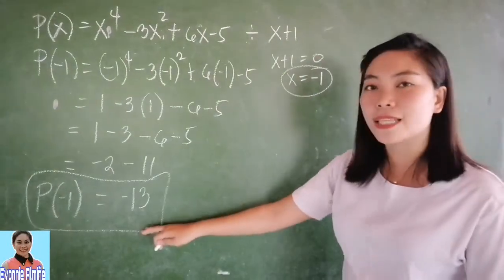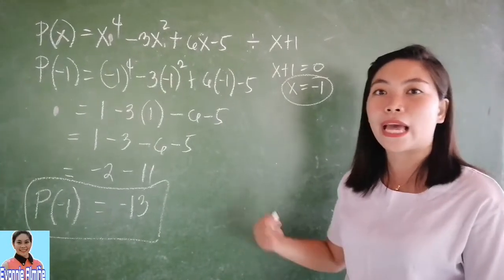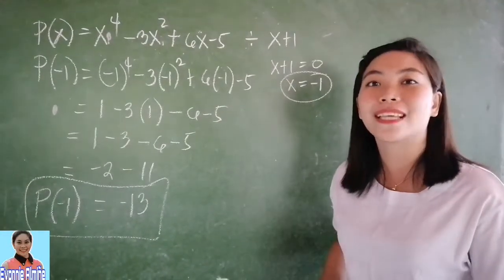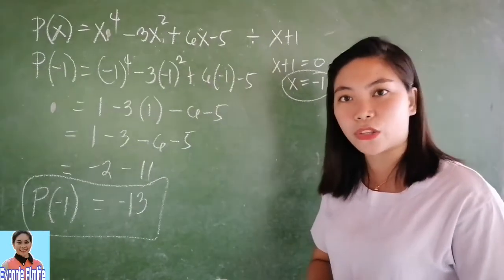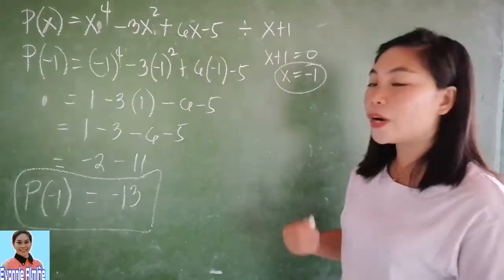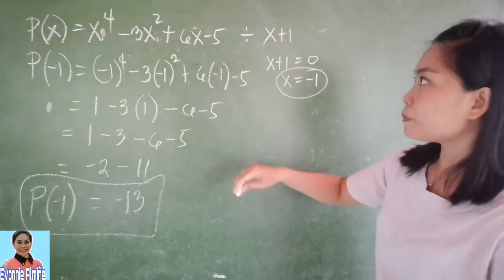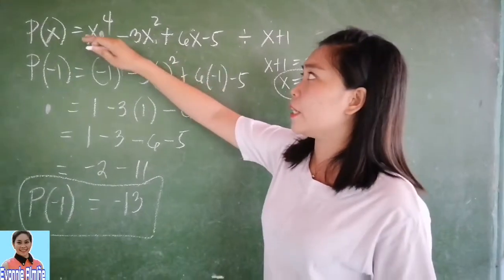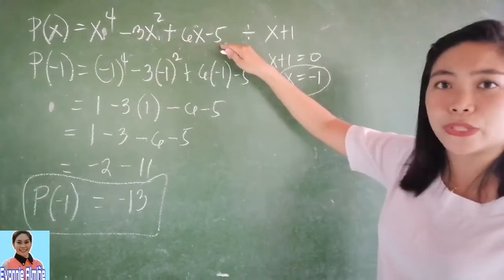So, paano po natin i-check? Of course, we have to try the same method that we have applied earlier, yung synthetic division method. Pero kung ayaw nyo po yung synthetic division method, you can still apply the long division method. So, for now, ang gagamitin po natin is si synthetic division method. So, ano po yung given natin? You have x raised to 4 minus 3x squared plus 6x minus 5.